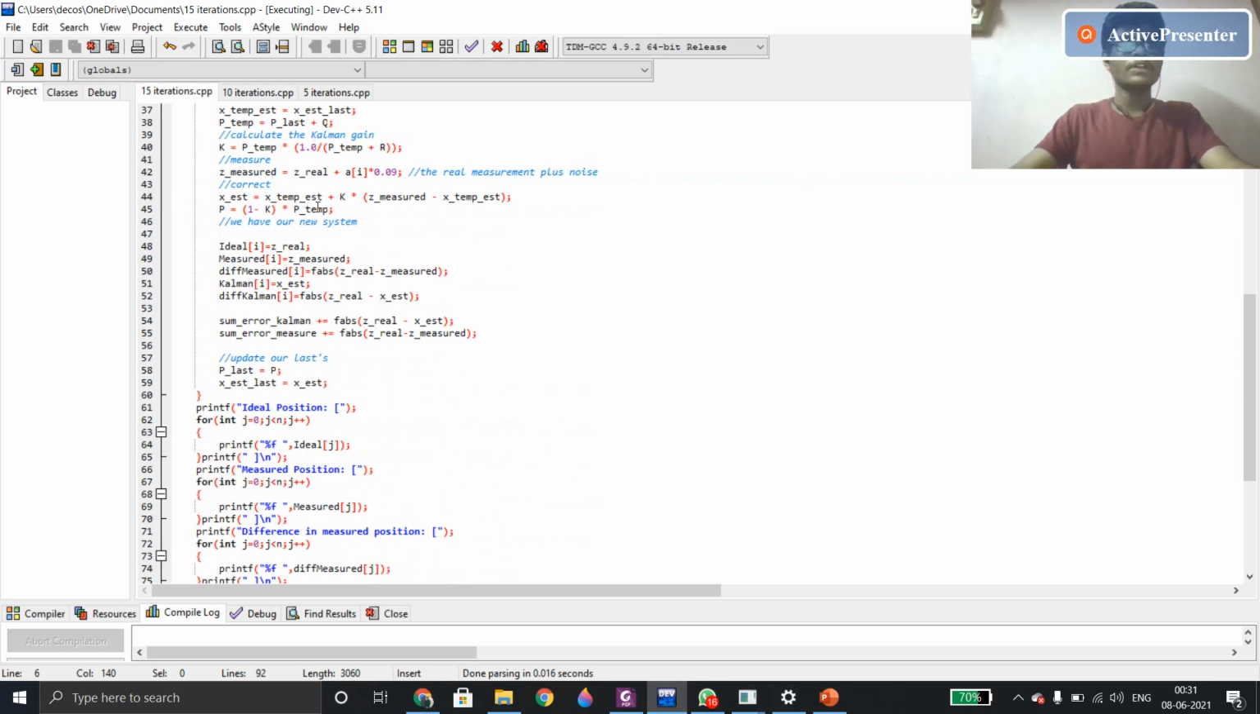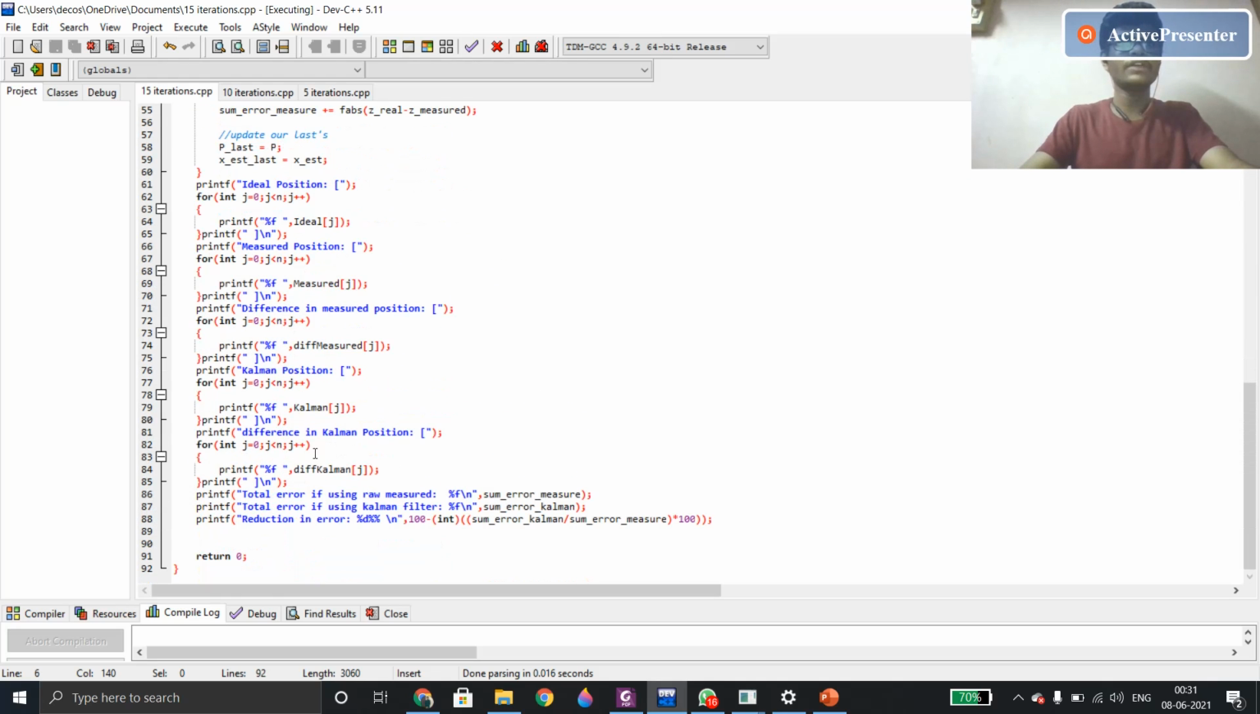Now, the most important thing is how we are calculating the reduction in the error. So first we calculate the sum error in the measure, then we calculate the sum error in the Kalman error, then we take the division, that is the ratio of both the errors, we multiply it by 100 and then we get the final error.